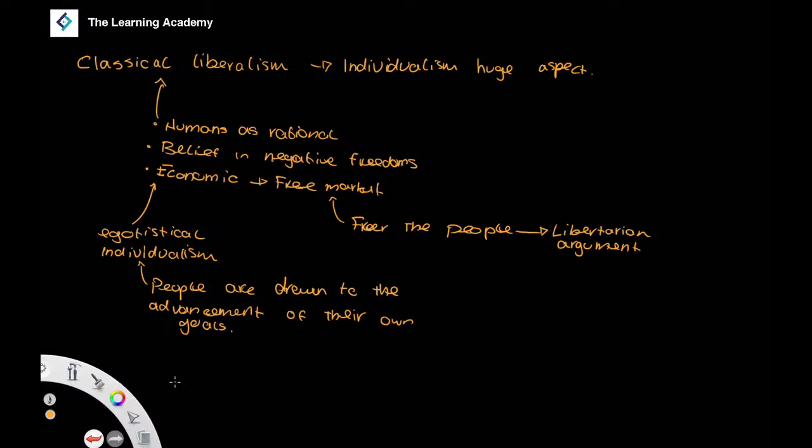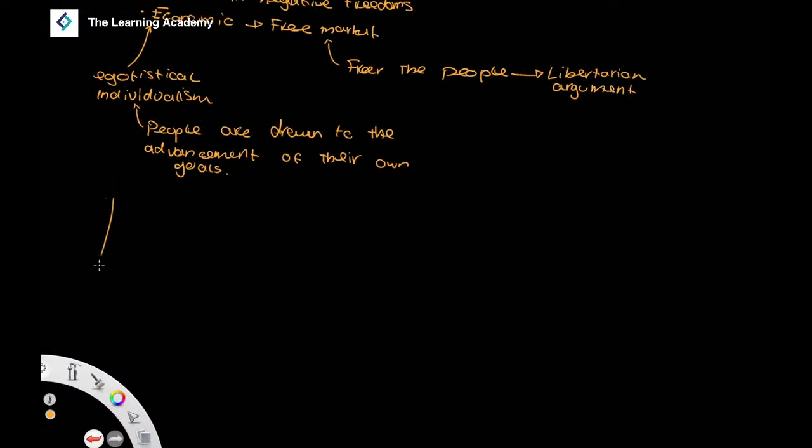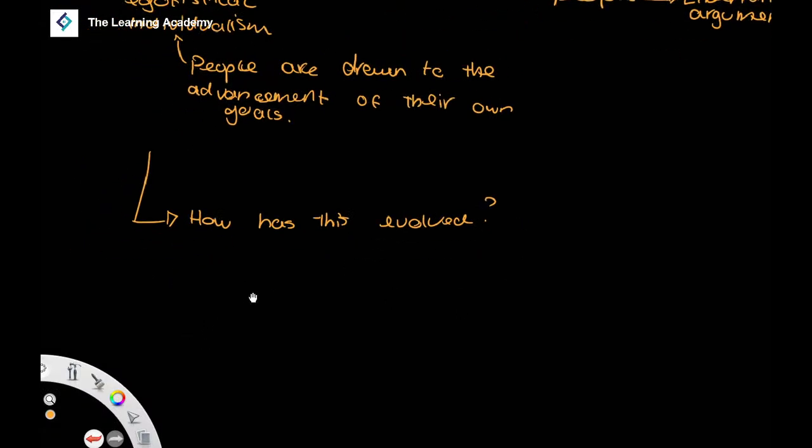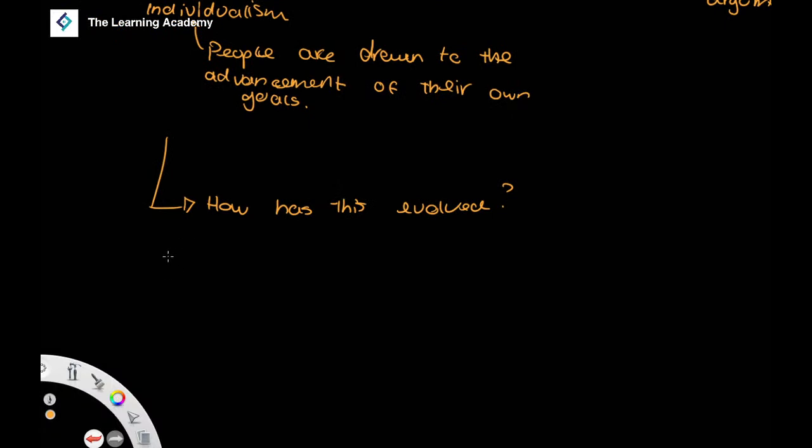Now the question is, how has this changed? Okay, let's talk about how this has evolved. I'm going to write two names down. We're going to talk specifically about John Stuart Mill, and we're going to talk about John Rawls. These are two names that we're going to talk about.